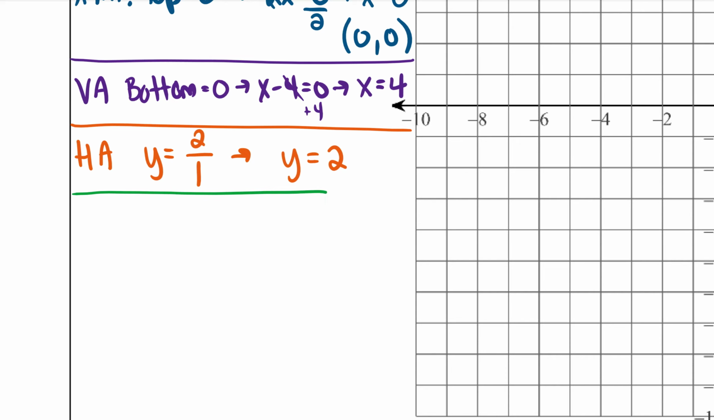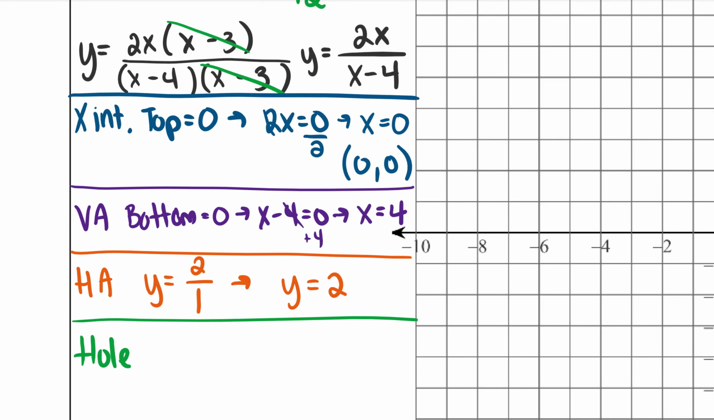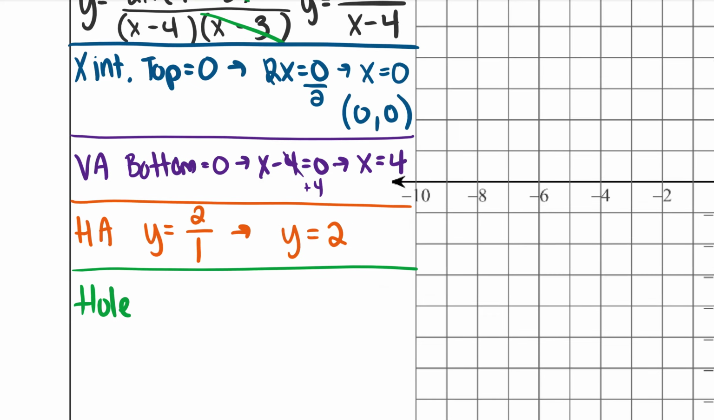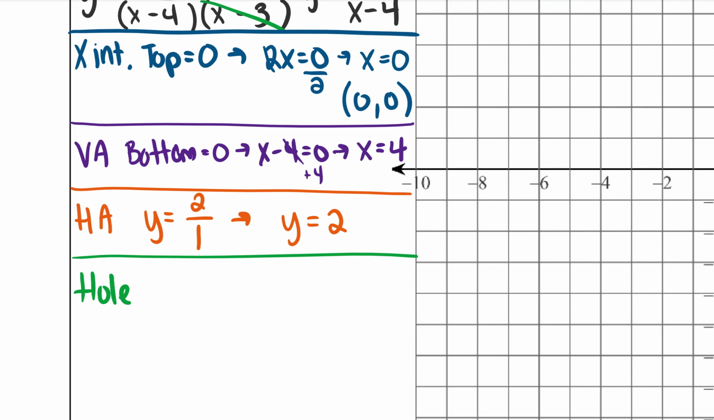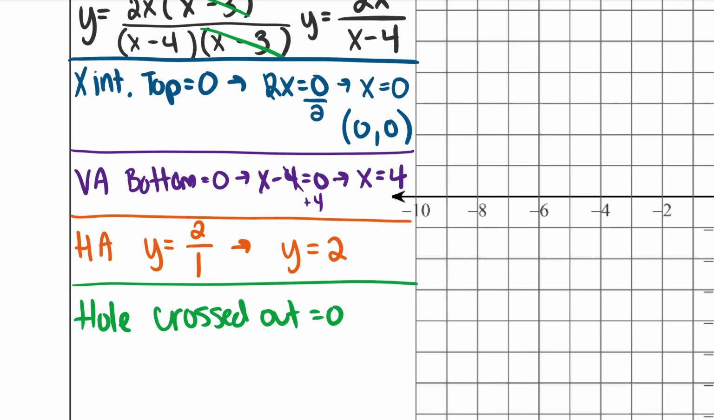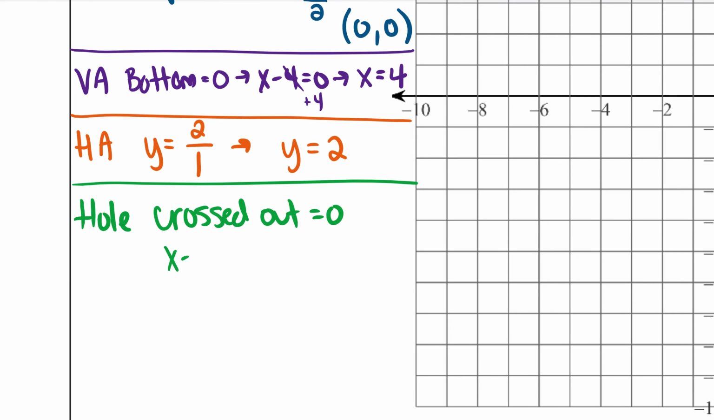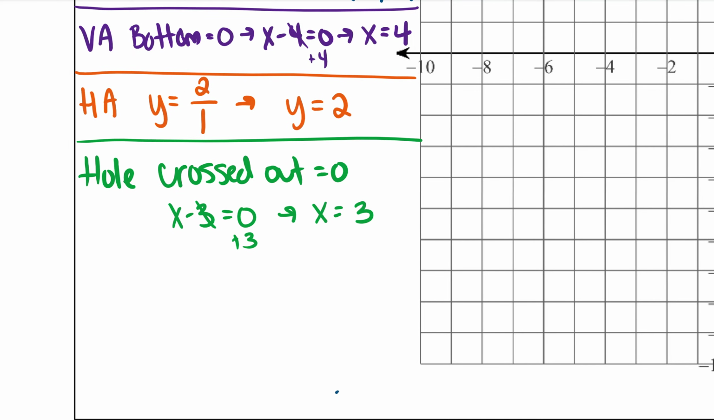Alright, next one. So, hole, you only have a hole in your graph if you cross something out. So I crossed something out. So to find what my hole would be, I'm going to do whatever I crossed out equal to 0, and I crossed out x minus 3 equals 0. So if I add 3 to both sides, my x value would be 3, and then I have to plug that in to find the y.